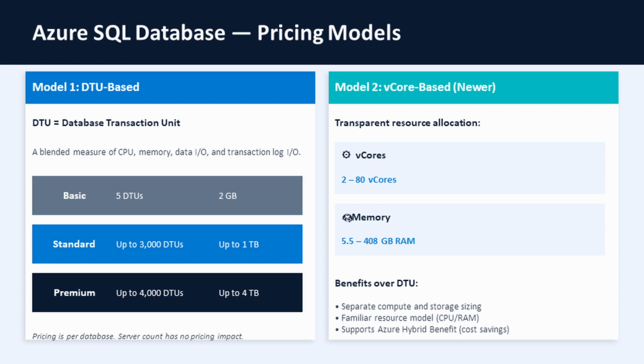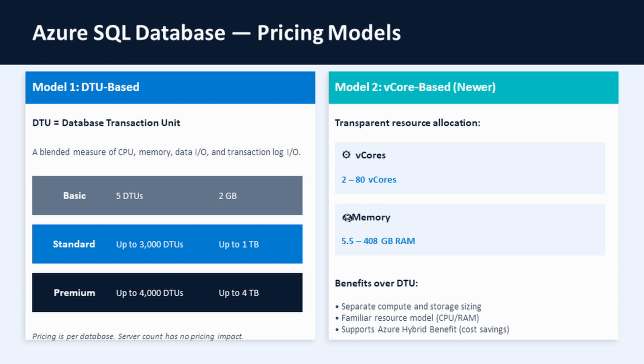Basic gives you 5 DTUs and up to 2 GB of storage, suitable for very light workloads or development. Standard gives you up to 3,000 DTUs and up to 1 TB of storage, covering most typical business workloads. Premium goes up to 4,000 DTUs and up to 4 TB of storage, designed for mission-critical, high-throughput applications.